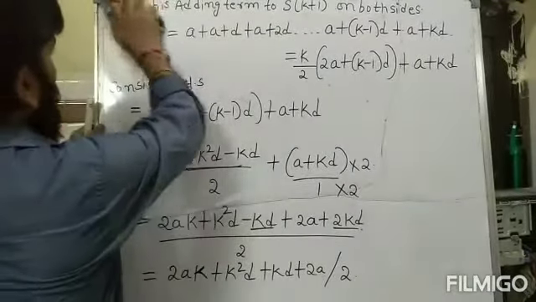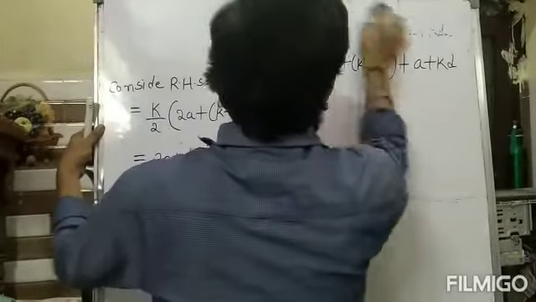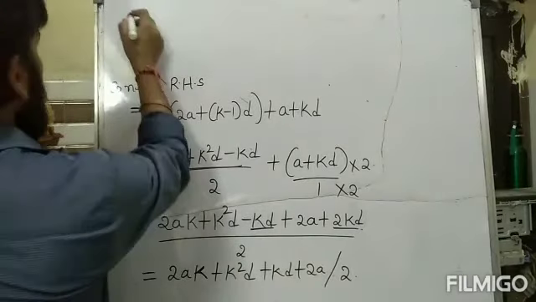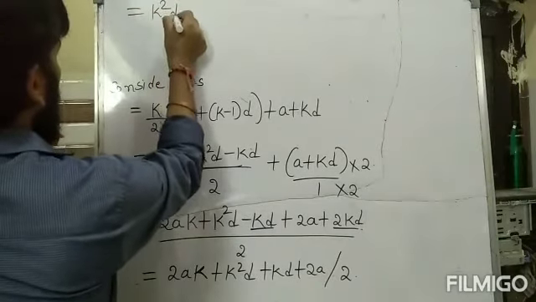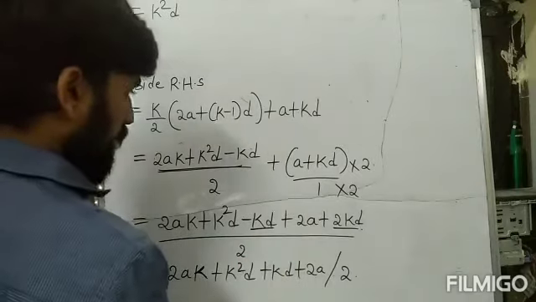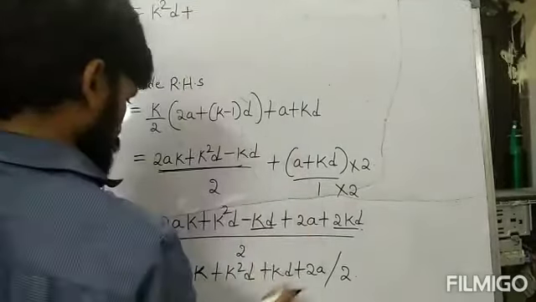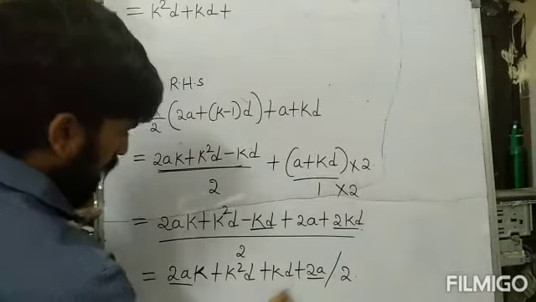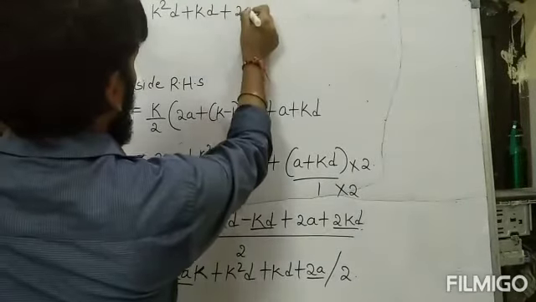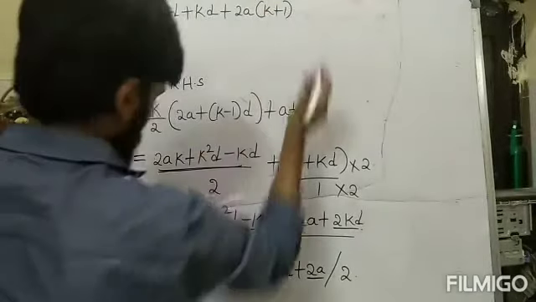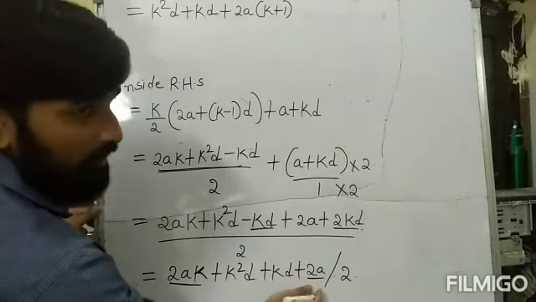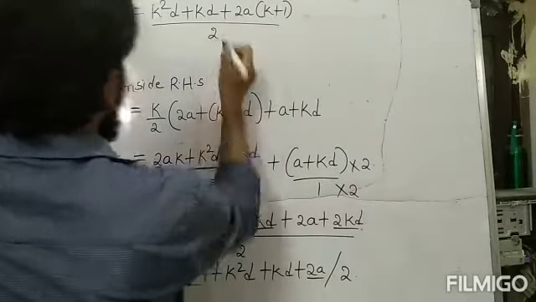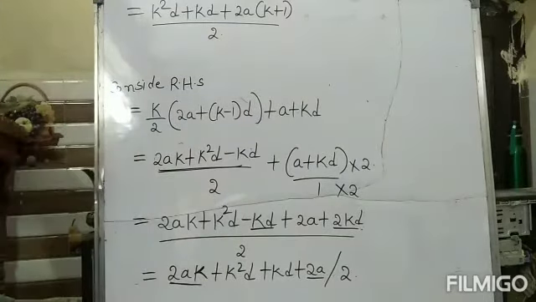Now what we have to do here? Write them in the proper order first. That is k square d plus kd, plus, from both take 2a common. If you take 2a common, it will be k plus 1, by 2.